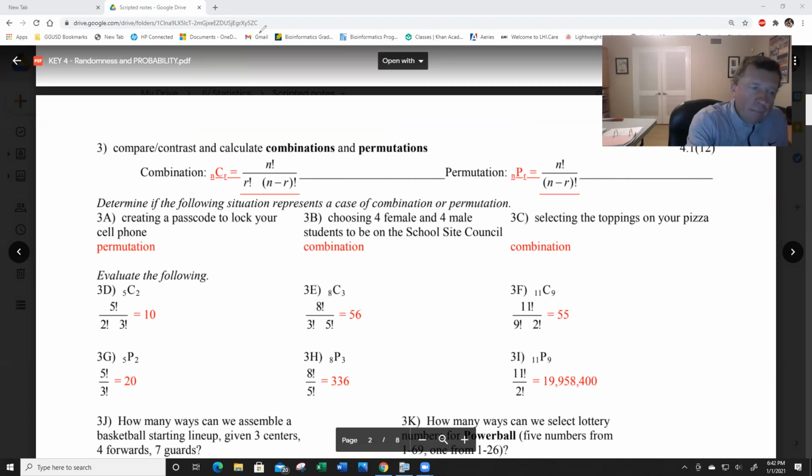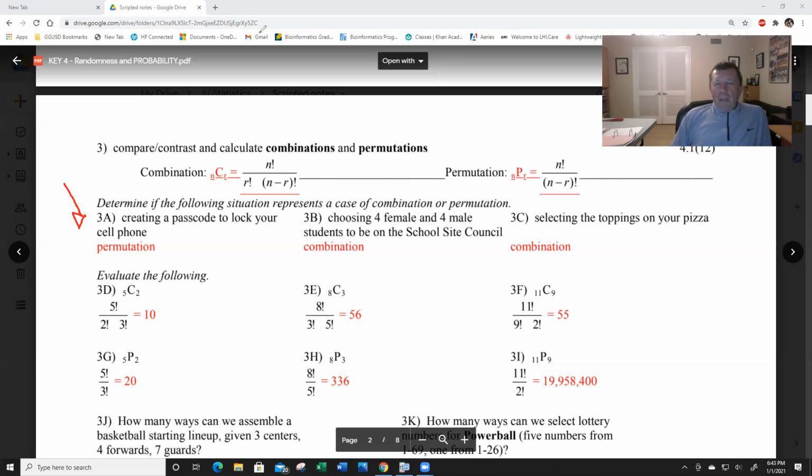3A, B, and C. We're just looking at if they're permutations or combinations. Creating a passcode on your lock or cell phone. It's a permutation. They always say, what's your lock combo? They should actually say, what's your lock permbo? Because it's a permutation. You know what I mean? Anyways, okay. We don't have that slang in our lexicon, but we should.